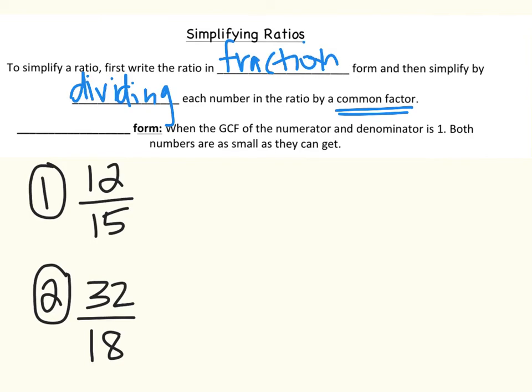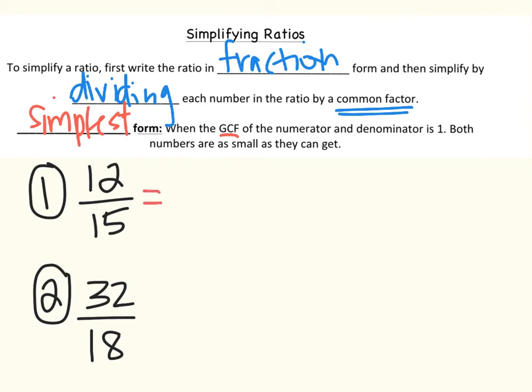If you take a look at the second part, this definition is talking about simplest form, which is the focus of this part of our video. Simplest form is when the GCF of the numerator and denominator, or of the top and the bottom, is 1, basically meaning that both numbers are as small as they can get. So let's go ahead and take a look at our first example of 12/15.